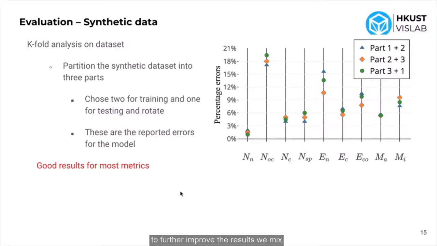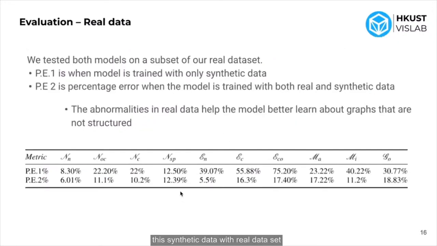To further improve the results, we mix this synthetic data with a real data set. We compute PE2, which is the percentage error when the model is trained with both synthetic and real data. The abnormalities in real data help the model to better learn about graphs that are not structured. As we can see, some of the more evolved or complex metrics have higher accuracy or lower errors. Especially the node overlap and group overlap show significant performance benefits.